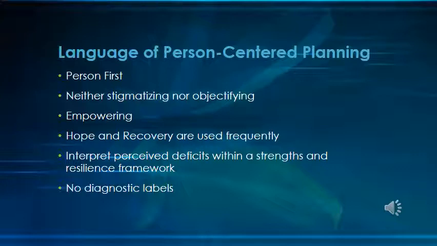First, the language used is neither stigmatizing nor objectifying. At all times, person-first language is used to acknowledge that the disability is not as important as the person's individuality and humanity. For example, a person with schizophrenia versus a schizophrenic, or a person with an addiction versus an addict.